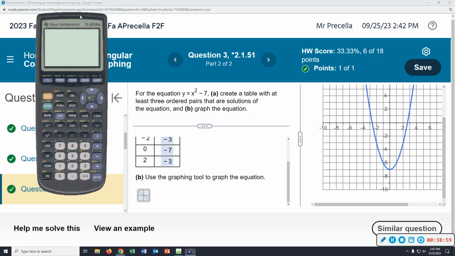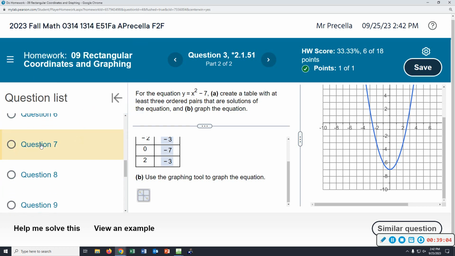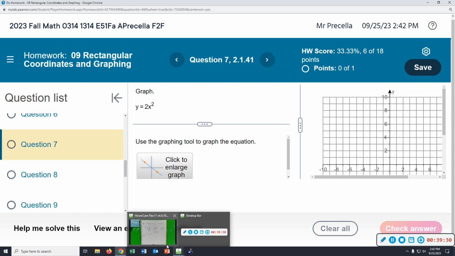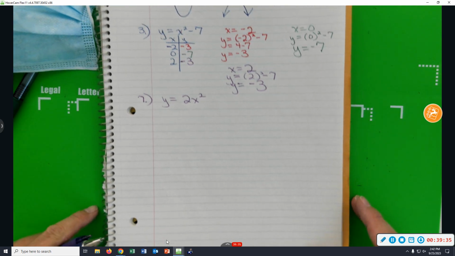Number 7. Hold on. I'm going to get rid of that. I'm skipping from number 3 to number 7. We'll go back to the ones we skipped in a moment. Look at this. It says graph y equals 2x squared. This is number 7. Y equals 2x squared. And all it says is graph. That's all it says. They're not giving us numbers to plug in. That means we have to choose our own numbers.